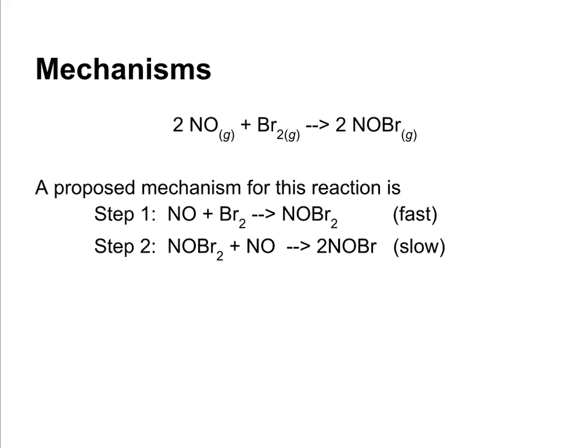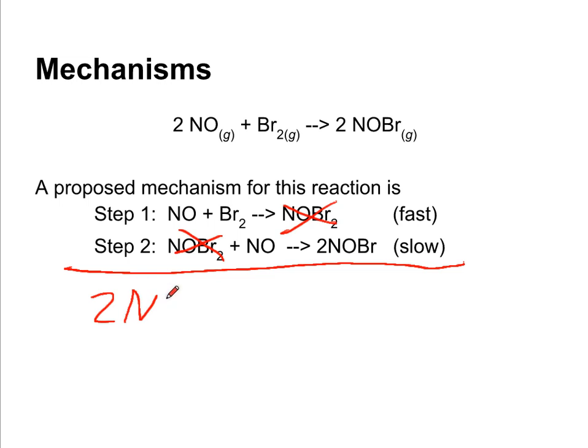So here's another example, overall reaction at the top and proposed mechanism at the bottom. Let's see what we have to cancel out to get there. Well, NOBr2 shows up on both sides of the reaction arrow. So it's going to be, again, an intermediate. It's produced early and used up later on. So we're left with 2 nitrogen monoxide, so 2NO plus Br2 is going to yield 2NOBr.